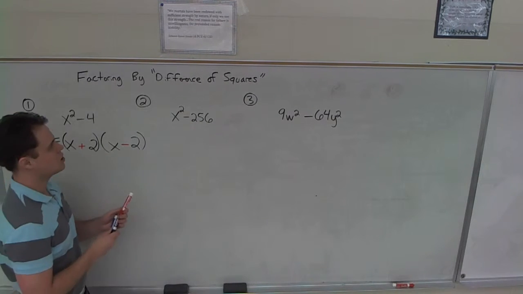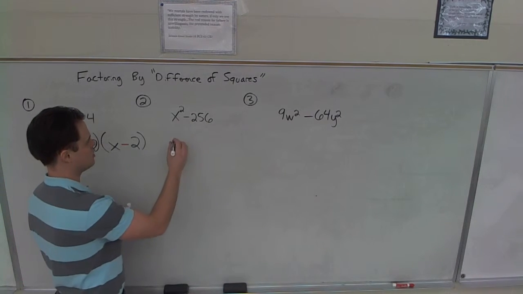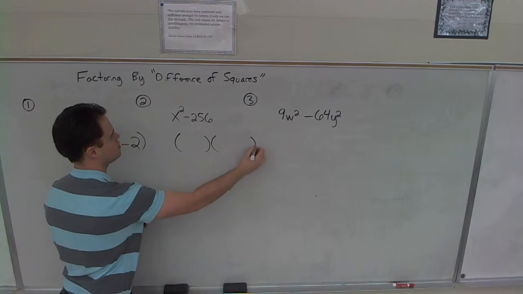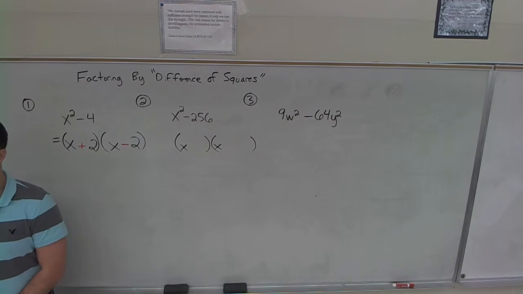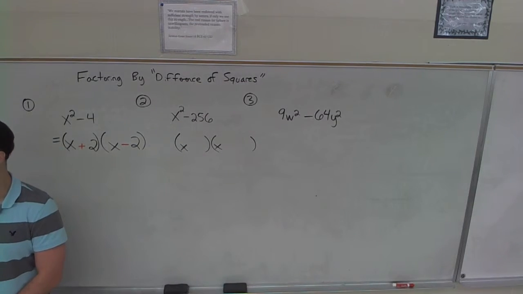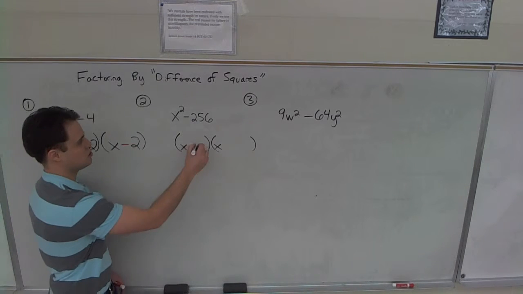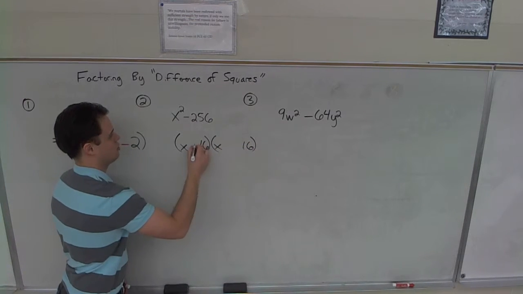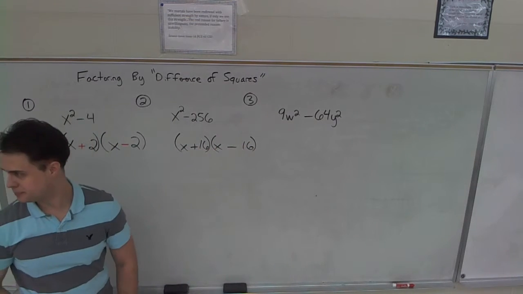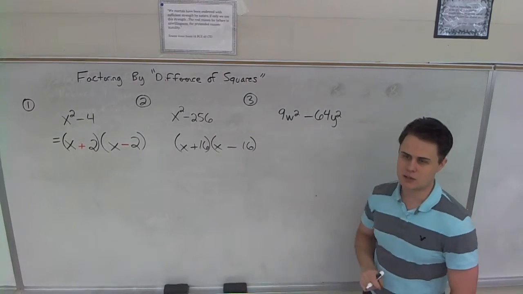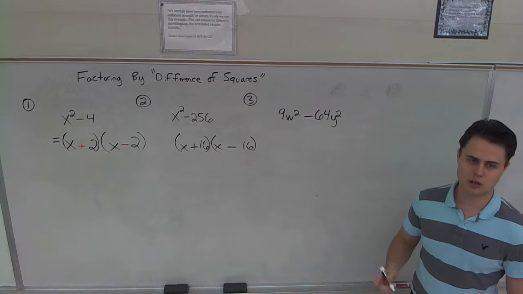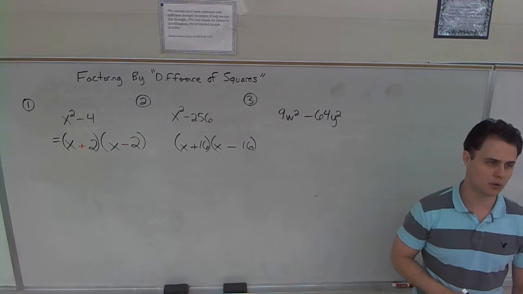Okay, so second problem, x squared minus 256. So first you got to ask yourself, is this difference of squares? Well, is 256 a square number? I'm guessing you guys don't know. So you might go to your calculator and check. It is 16 squared. Done. Okay? This one looks different, but it's not. It's still a binomial, it's still a difference, and I argue at least that there's square things on both sides.